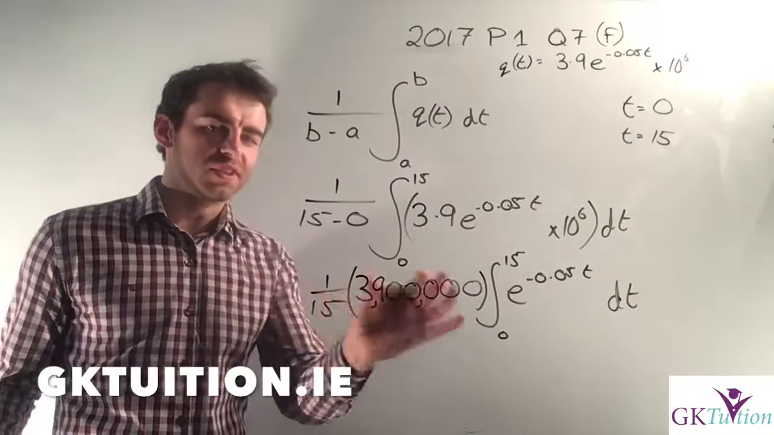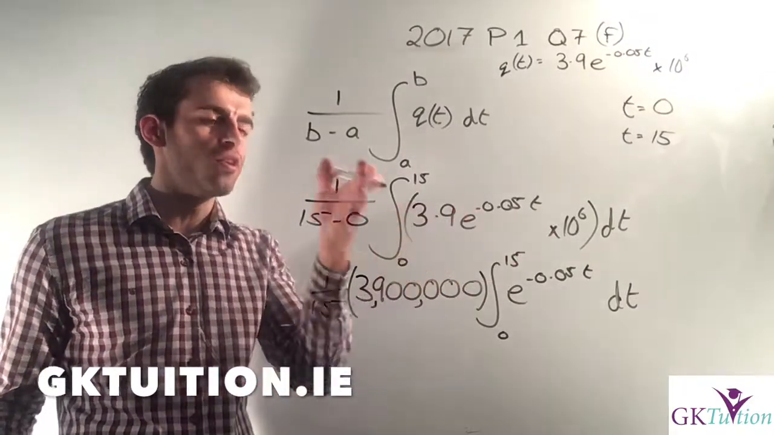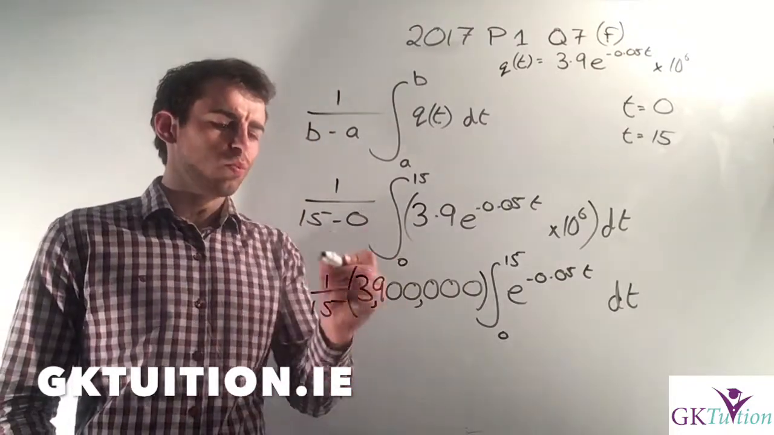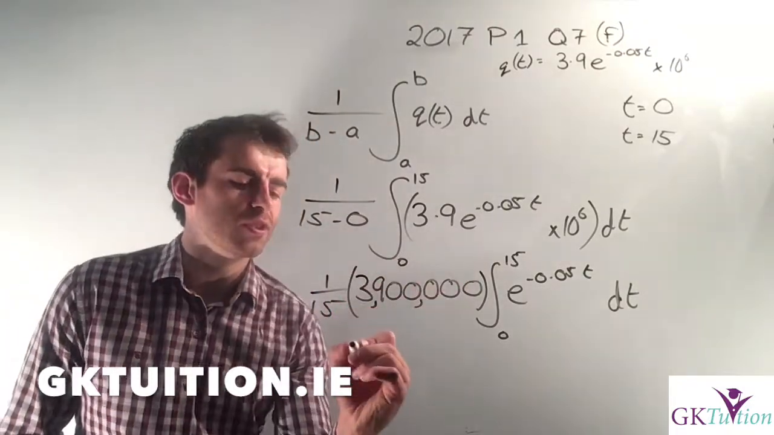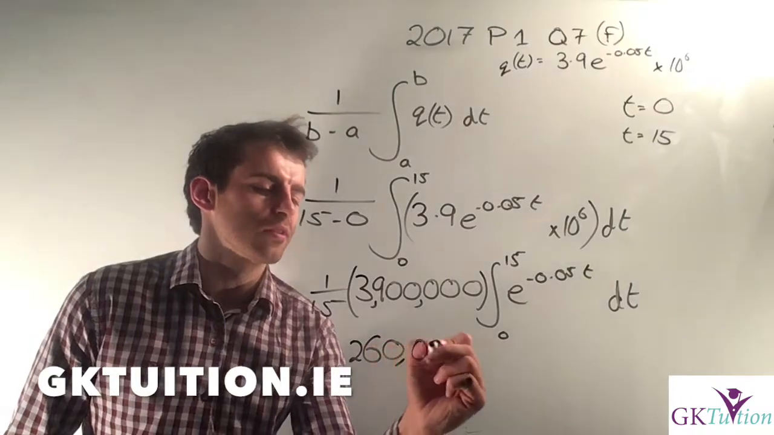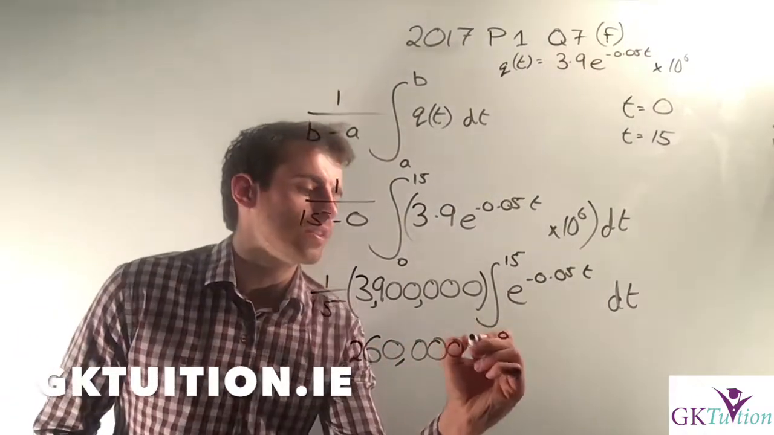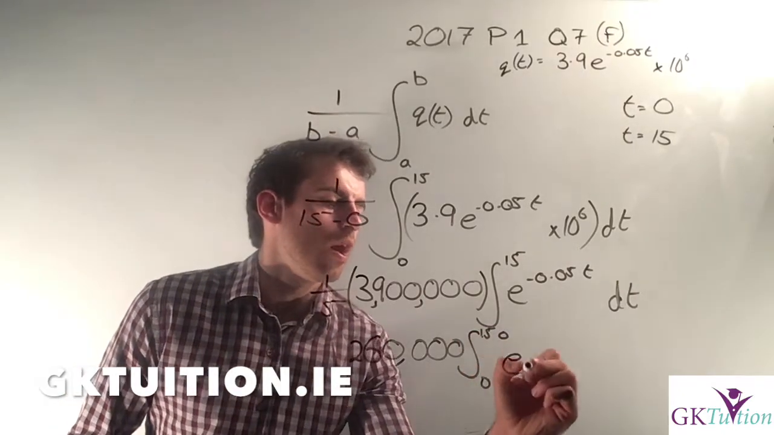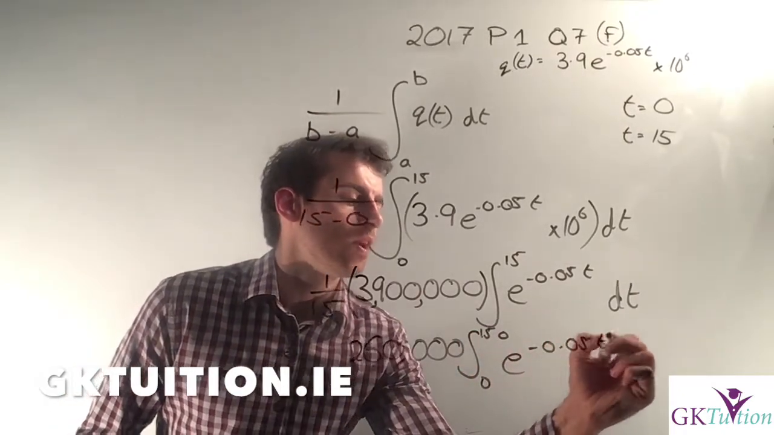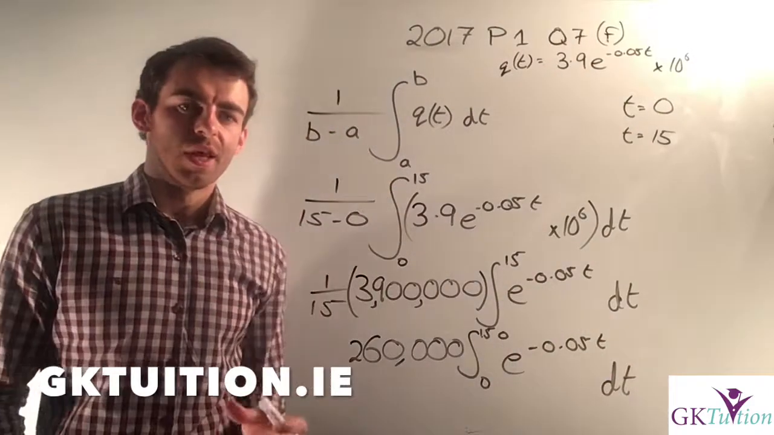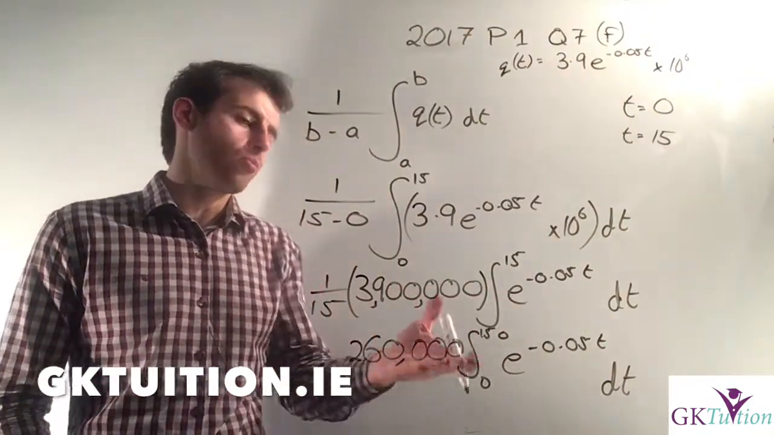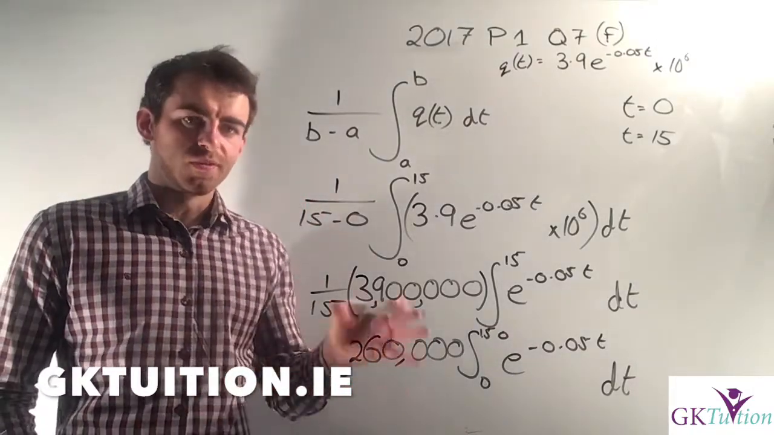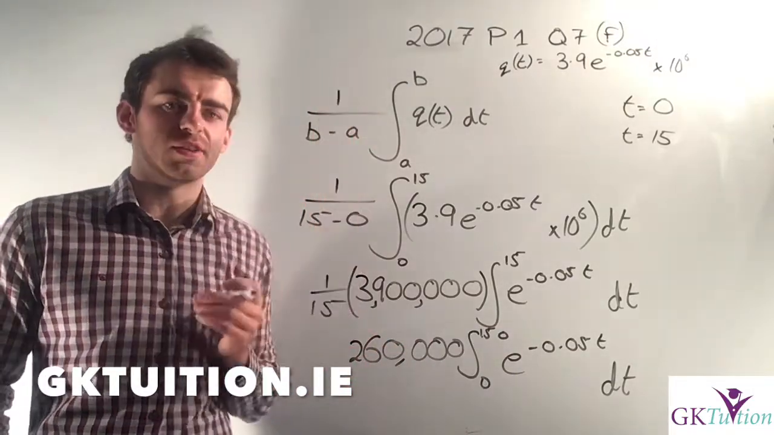So really all I've done is simplify this down a little bit. I've just taken the numbers outside the integration sign. Now the next thing I can do is 1/15th by 3,900,000 is 260,000. So it's actually just 260,000 times the integral from 15 to 0 of e to the minus 0.05t dt. So all of a sudden, I've just simplified down, but this line is a lot more straightforward than what I had at the start. So if you want to just pause the frame here, I'm going to continue this one from the top.